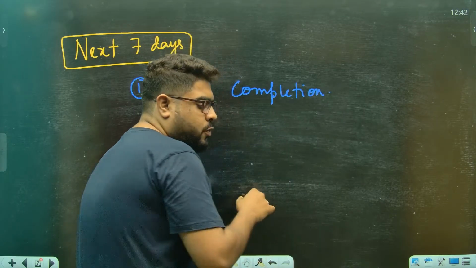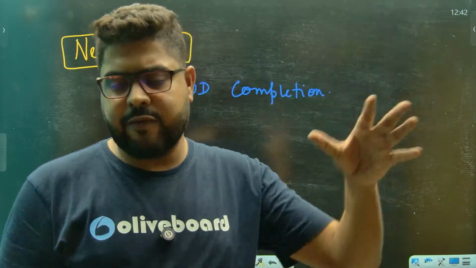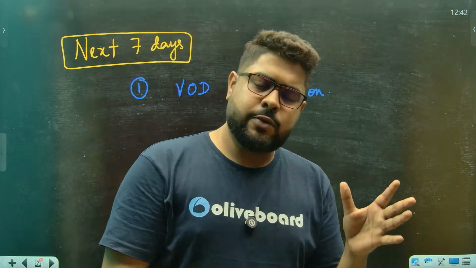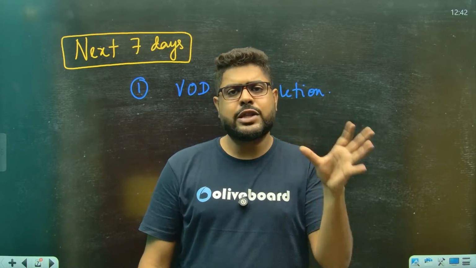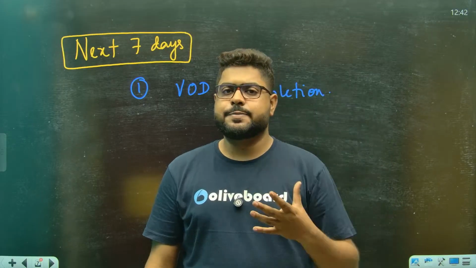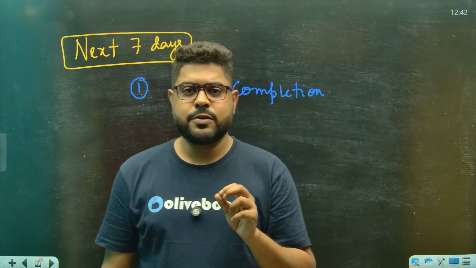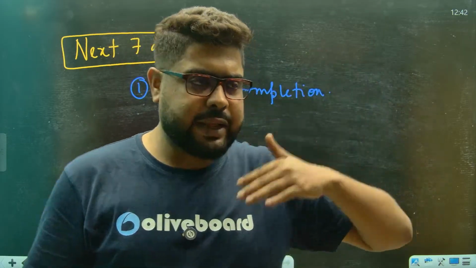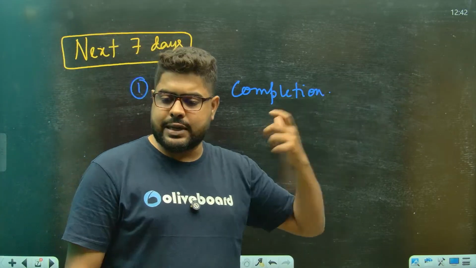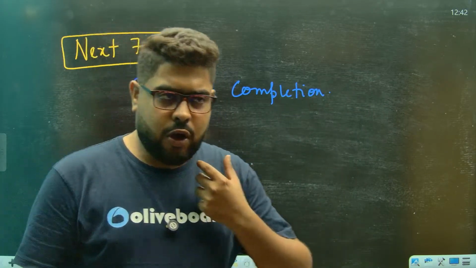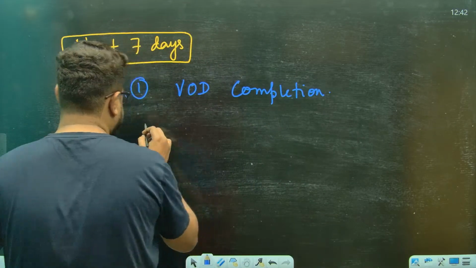What you will do is 1.5x, 2x, increase the speed of the video. If you can watch it in 2x, so let's say percentage. You know the basics of percentage. So a 1 hour video will take half an hour for you to see, because it's 2x now. So in 4 hours you can watch 8 hours of content. That is how you can increase the speed of completing the classes. So VOD completion is first.